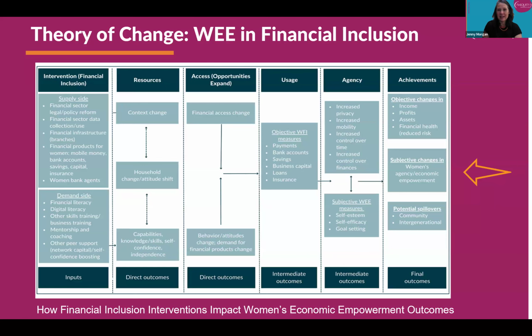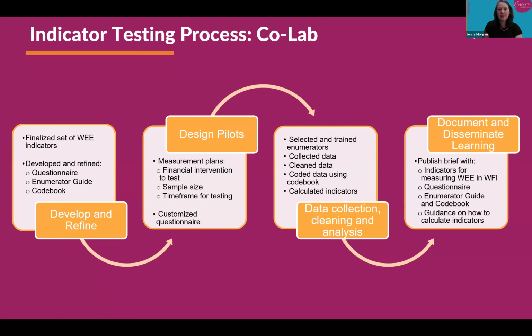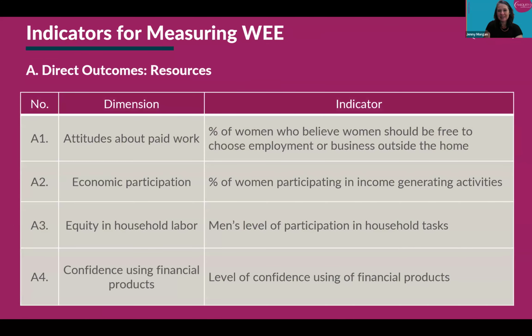Okay, so we can move to the next slide. Thanks. This is just to give a brief overview of the process we went through with the collab. We refined these indicators and we developed this accompanying questionnaire, enumerator guide, and codebook to be able to administer and test. Then the partners designed their pilots, their measurement plans, determined their sample sizes, and customized the questionnaire for their intervention and their organization, and then we had the data collection, the cleaning, and the analysis. So training the enumerators, collecting the data, cleaning the data. And lastly, we're in this final phase of documenting this and disseminating the learning. The partners gave a lot of feedback to us on the questionnaire and on the enumerator guide, and we're currently updating that to reflect the testing, and we'll be putting that out to the community. All right. Next slide. Thank you.